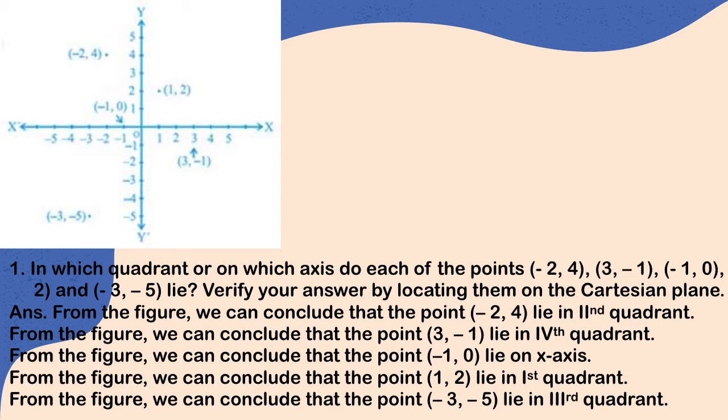Now the last point is -3, -5. Since both the coordinates are negative, the point will lie in the third quadrant. Okay, so let's locate this point.